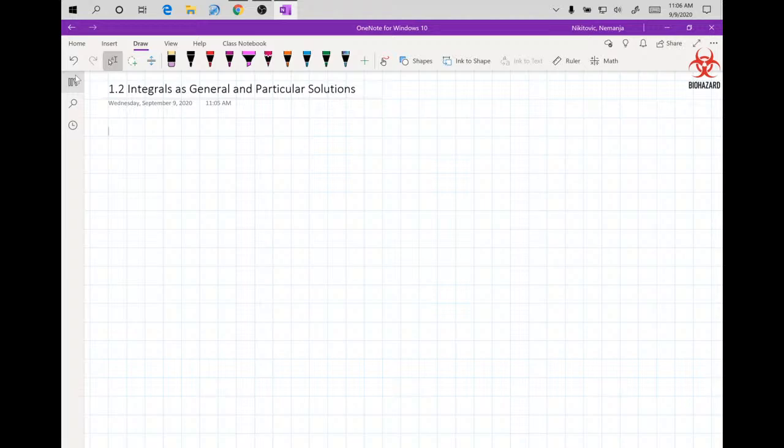So last time we reviewed a little bit from Calc 2. We reviewed a little bit about the solution, what it's called, solution.